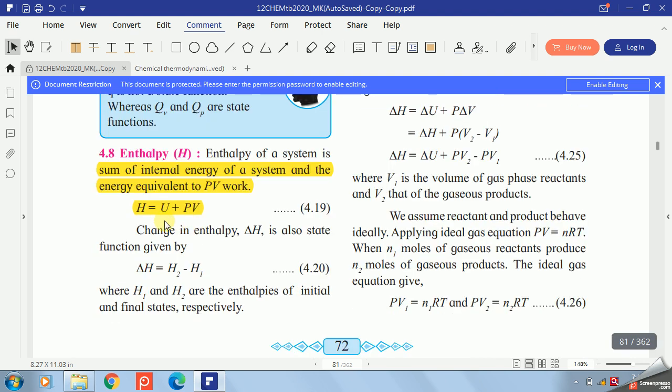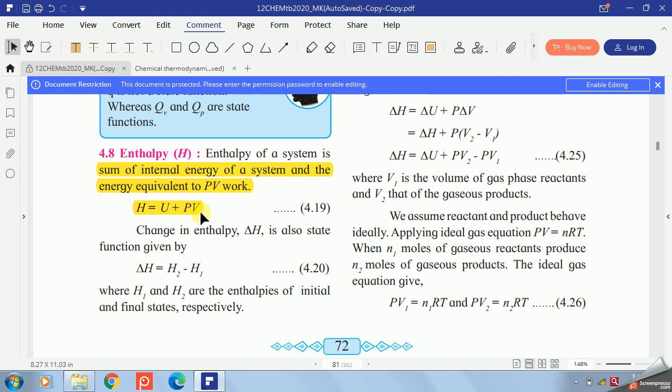So what is the definition of enthalpy? It is the sum of internal energy U and pressure-volume type of work. So H is equal to U plus PV. If you remember this formula, you can easily write the definition. The change in enthalpy, delta H, is also a state function. So how do you write the change? Delta H is equal to delta U plus P delta V.